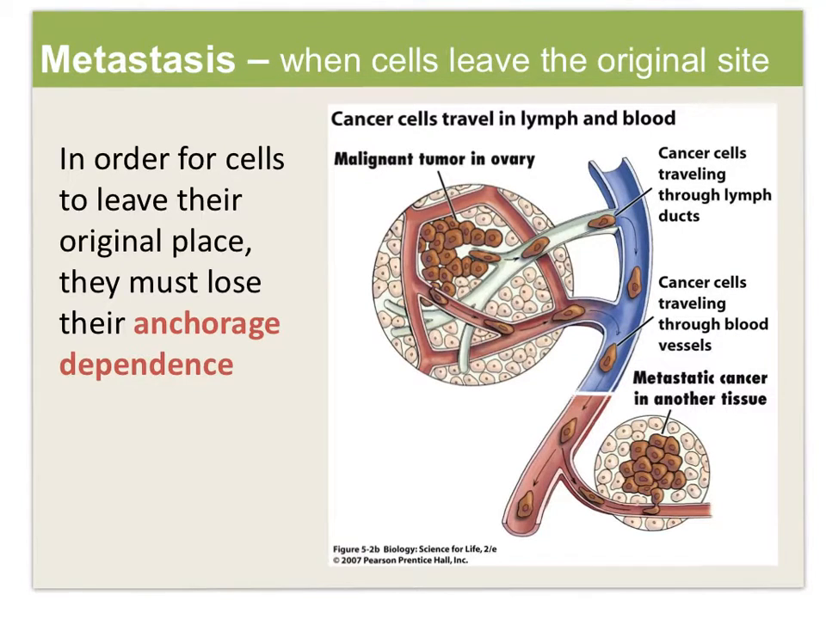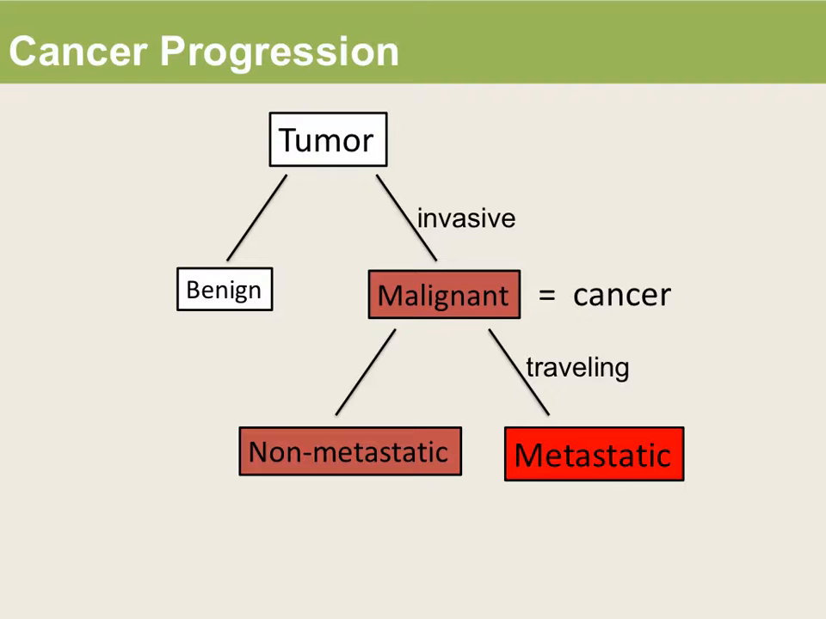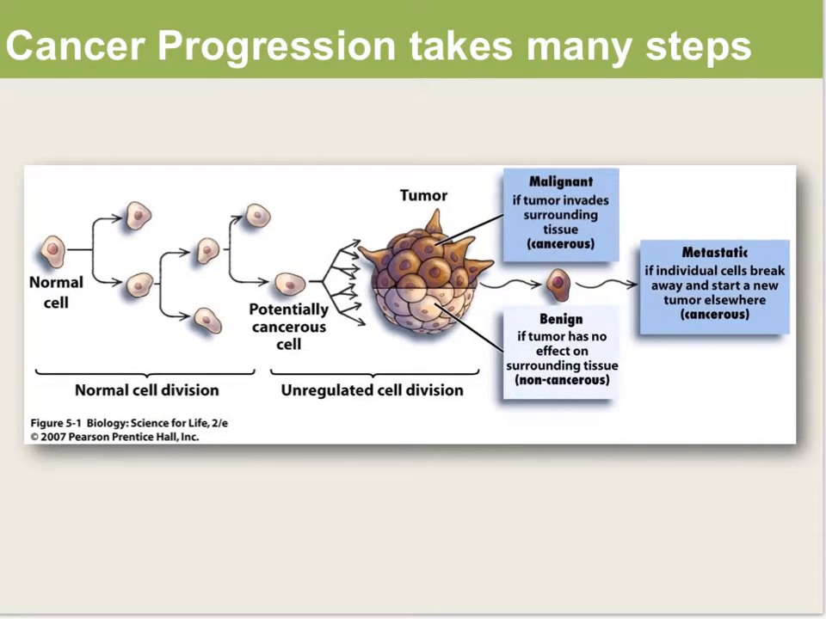And they end up in the blood vessel or the lymphatic system. Okay. That's metastatic. So when cancer cells lose anchorage dependence, they take off, and then it's metastatic. That means they're moving and creating new cancer tumors elsewhere in the body. Okay, so this is kind of a schematic: normal cell division, potentially unregulated cell division. You might end up with a tumor that has no effect on surrounding tissue, otherwise it's malignant or metastatic.